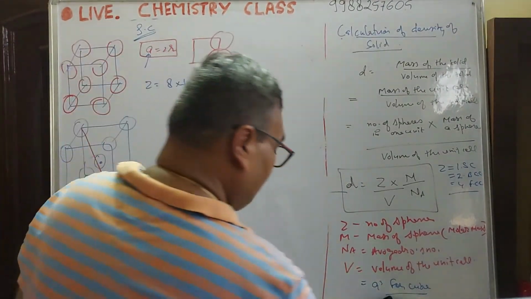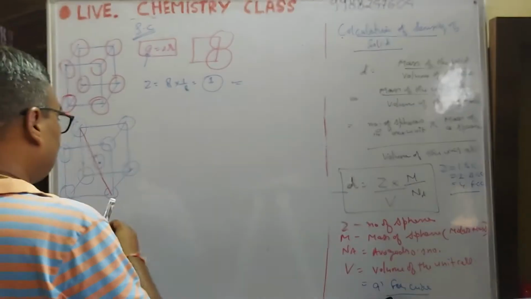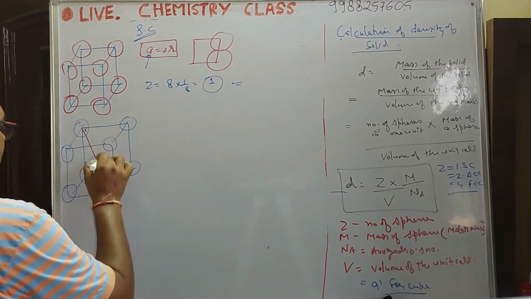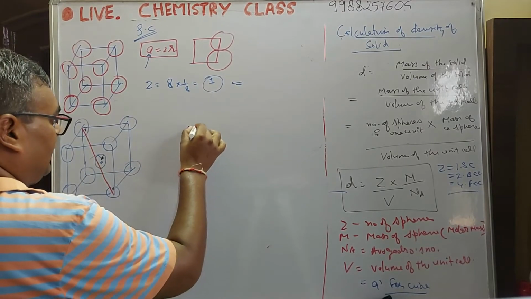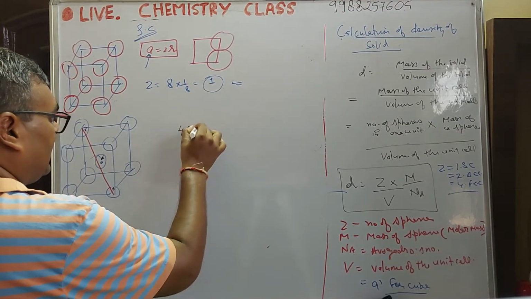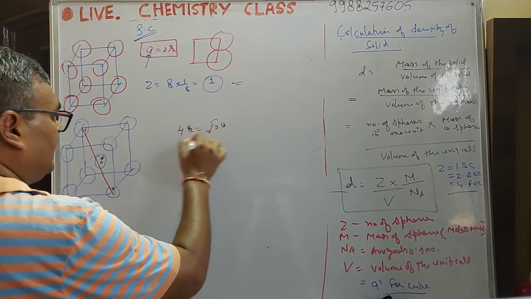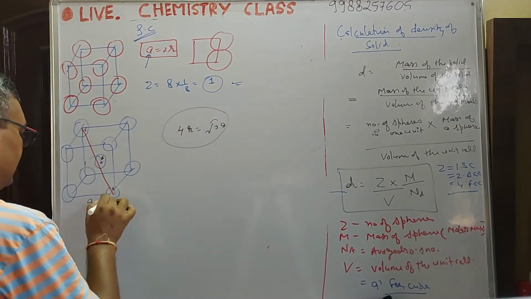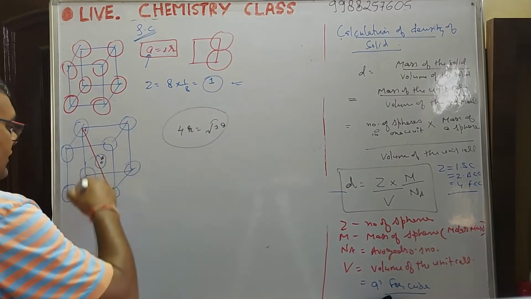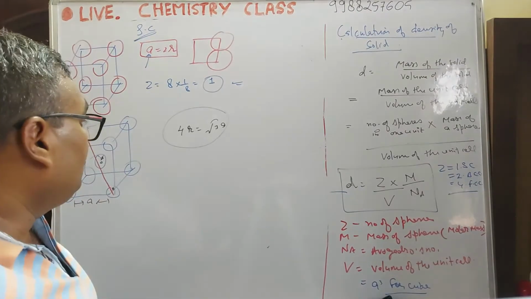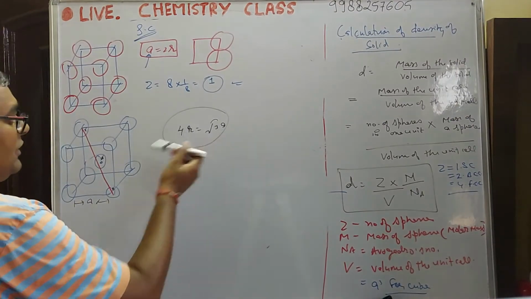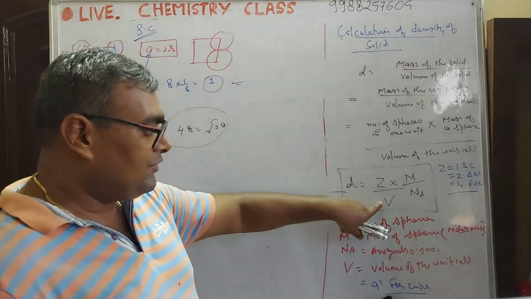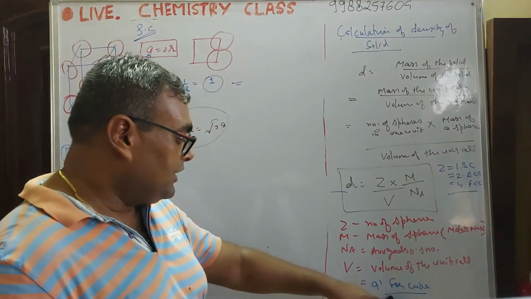Okay, so here you can say if it is R, this is 2R and this is R, this whole length, as you know, it becomes 4R, and this is equal to root 3 a, if a is the edge length. Root 3 a will be the body diagonal, so 4R is equal to root 3 a. Okay, यहाँ से आप edge length find out कर सकते हैं whenever you need edge length for the volume. As you know, volume is a cube.